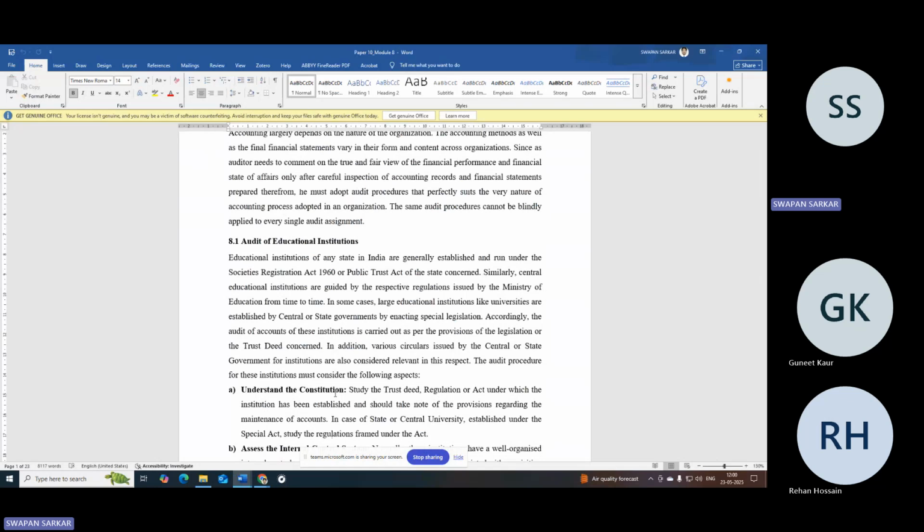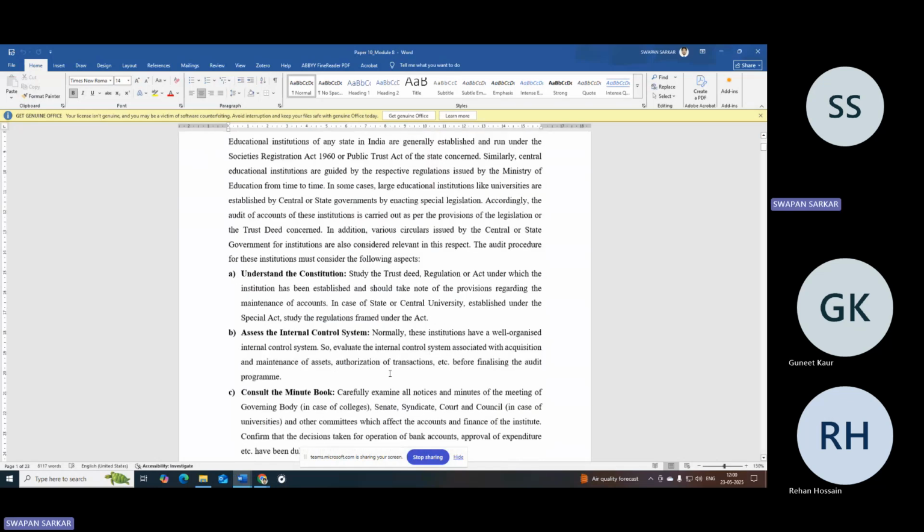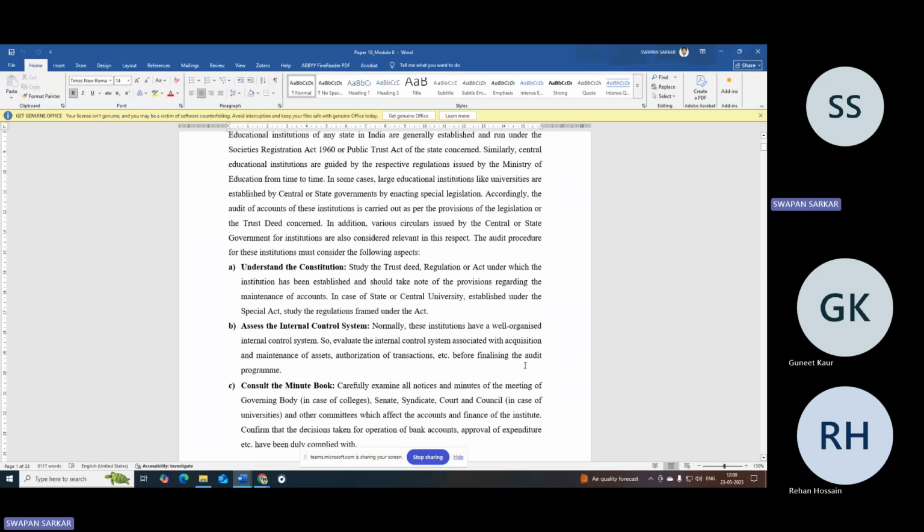In addition, various circulars issued by the central or state government for institutions are also considered where relevant in this respect. Now, the audit procedure for these institutions must consider the following aspects. We are going to discuss on a general basis, not every word we are going to explain.